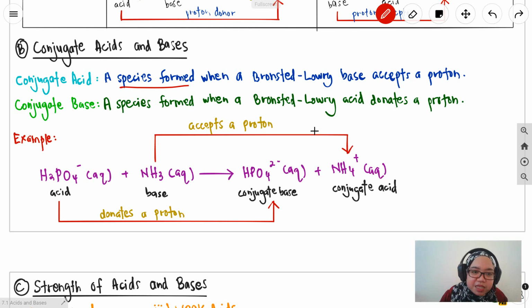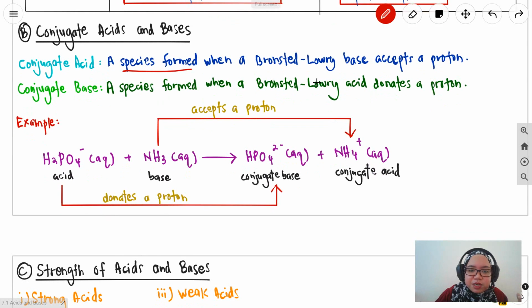And what is a conjugate base? A conjugate base is a species formed when a Bronsted-Lowry acid donates a proton. Okay, just from the definition, you cannot imagine what actually a conjugate acid and base is. So I'm going to show you an example. Let's look at this example below. You can see that H2PO4 minus aqueous is an acid that reacts with NH3 aqueous, which is a base, to form HPO4 2 minus aqueous, which is the conjugate base, and NH4 plus, which is the conjugate acid.